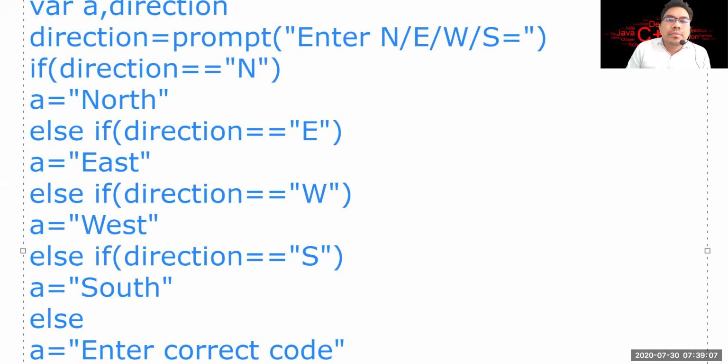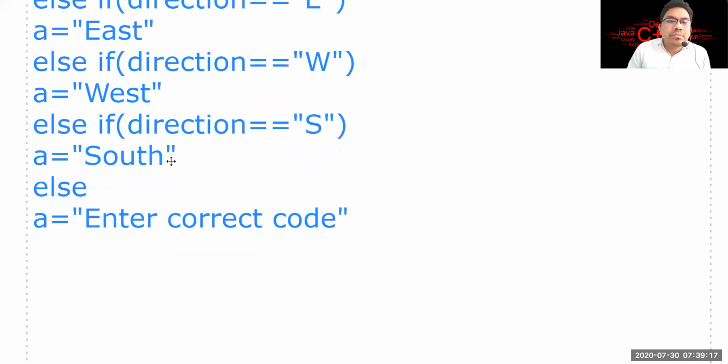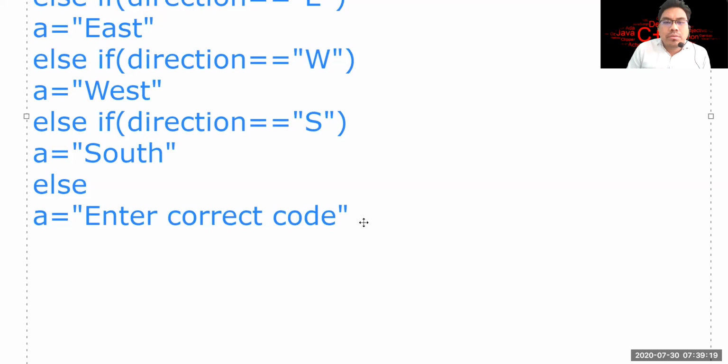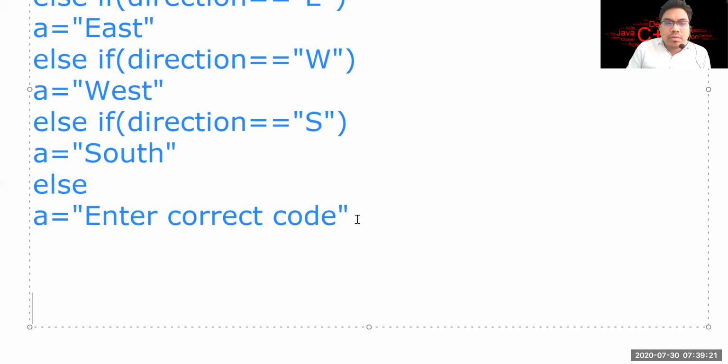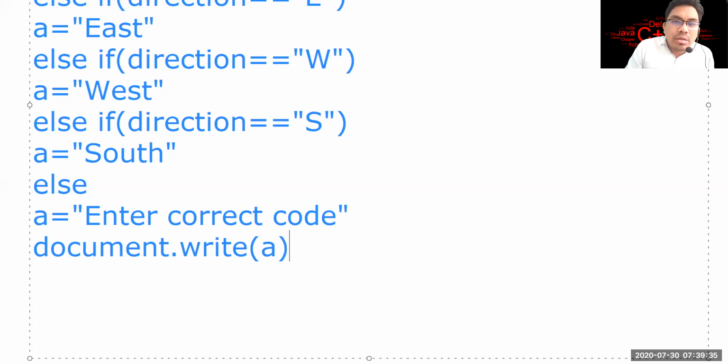Okay. The size is so big. Understood? After this, document.write, and within bracket you write A. This is enough. You don't have to close the HTML body. All this you don't have to do. Okay. Is it clear?